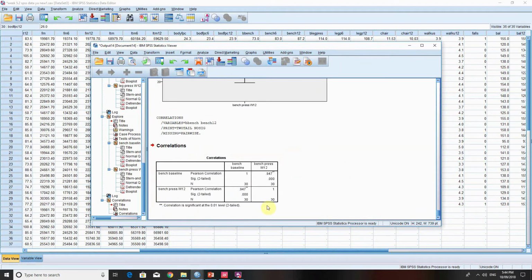So what we can interpret from this box is that we have a significant, because P is less than 0.001, strong, very strong positive correlation between bench press baseline and bench press at week 12. So that means that this variable is having an effect on our bench press at week 12 score.